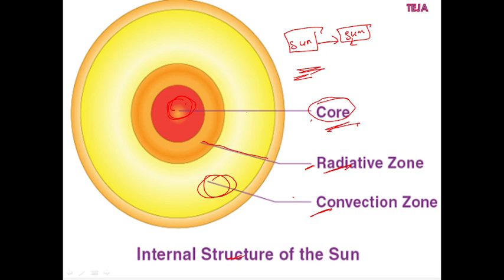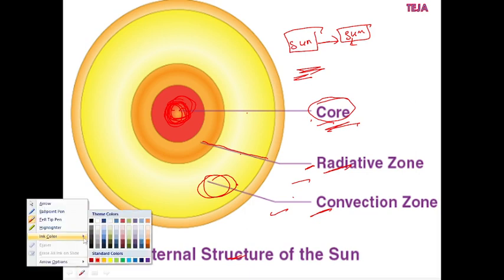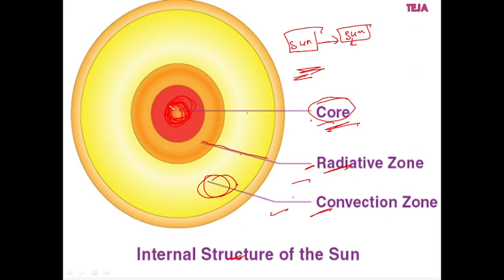Now let us discuss these three, that is core, radiative zone and convection zone, in detail. In this core, the gases hydrogen and helium are present. These gases, both hydrogen and helium, are used to convert into nuclear fission. So this is the major objective of the core.